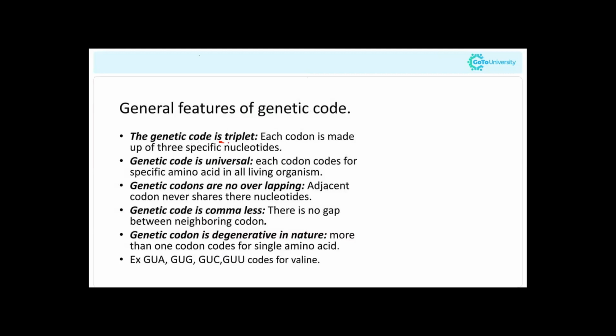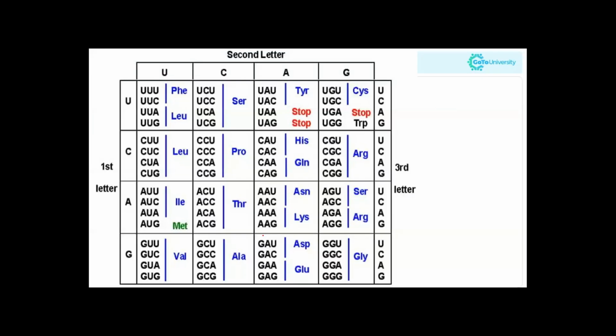The genetic code is triplet. They are universal. There is no overlapping. They are comma-less. They are degenerative in nature, and they are somewhat universal as well. So these are the different genetic codons, and they will be coding for a specific amino acid as well.